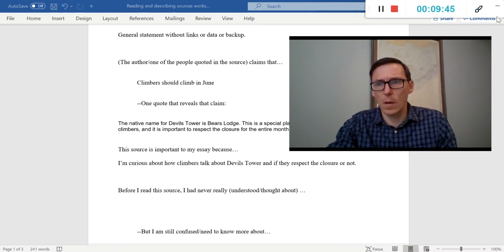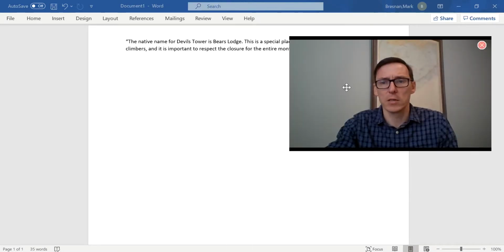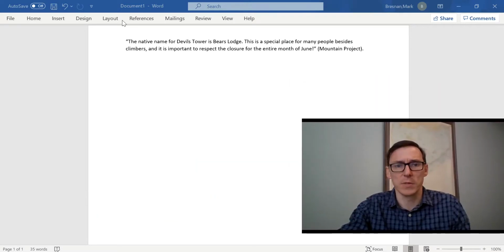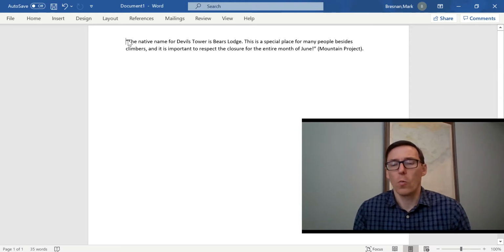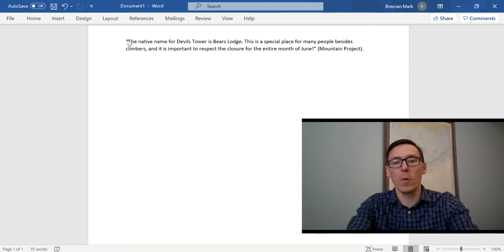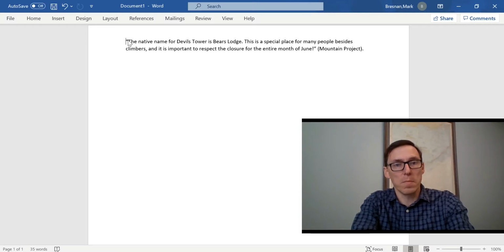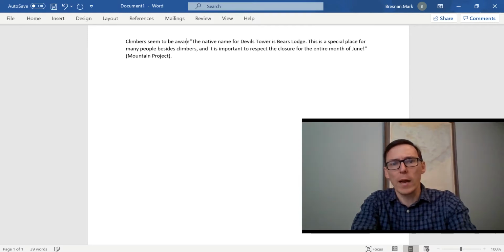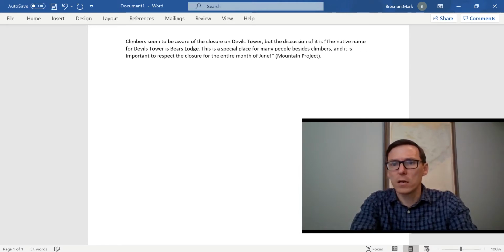So now what? How do we go from our just dropped quotation to something a little bit more rigorous and substantive? Okay. So maybe I should start thinking about, well, why is this quote in my paper? Well, because again, I'm interested in what climbers think about this closure. So I might draw a conclusion here, right? Climbers seem to be aware of the closure on Devil's Tower, but the discussion of it is pretty vague.